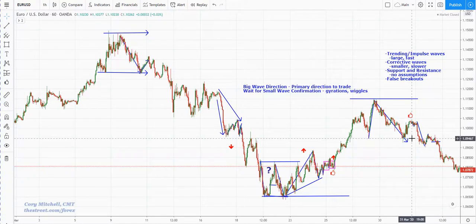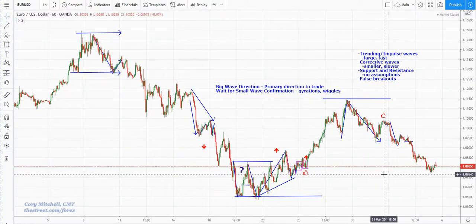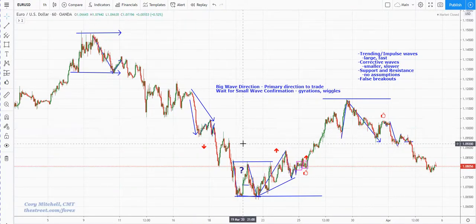And all these things should help you analyze your charts much better, whether you're a day trader, swing trader, or investor. It's all the same, no matter what time frame you're looking at.